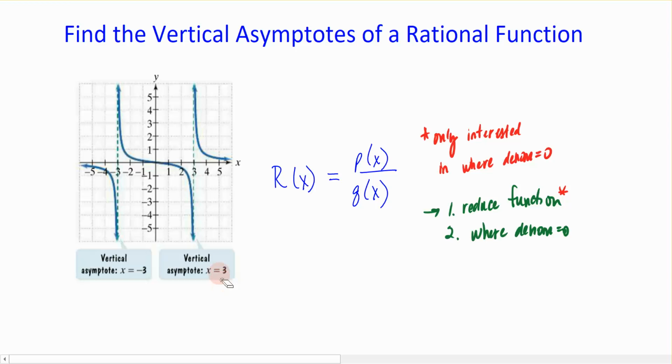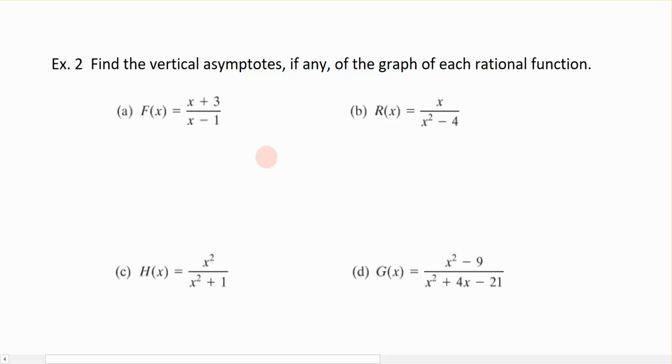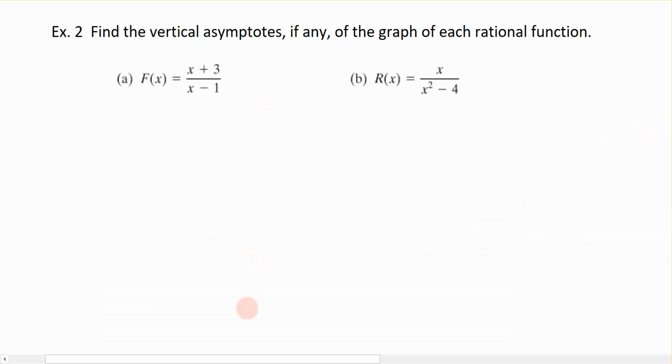Now, when we are going to talk about vertical asymptotes, we want to do two things. First, we're going to reduce the function, and then once we reduce it, we're going to see where the denominator is equal to 0. This is different from finding the domain, because in this case, for finding the vertical asymptote, I'm going to reduce my function and then find where the denominator is equal to 0. So let's jump in, and I have 4 examples that we're going to work in this video.